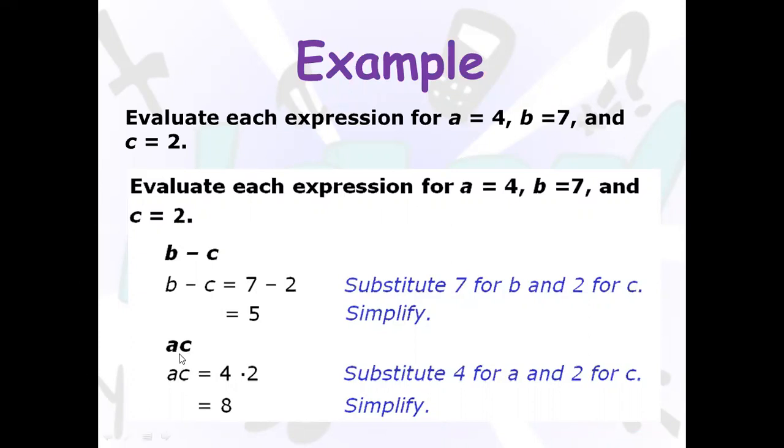Now this one, AC. Always remember when two variables are together, or a variable and a number are together, there is always a multiplication sign in between. It is invisible because we don't usually write multiplication signs in algebraic expressions. But you need to understand that if two letters or a letter and a number are together, they are multiplied. So this expression means A multiplied by C. The value of A is 4, so we substitute 4 for A. And C is 2, so we substitute 2 for C. So 4 multiplied by 2 is going to be 8.